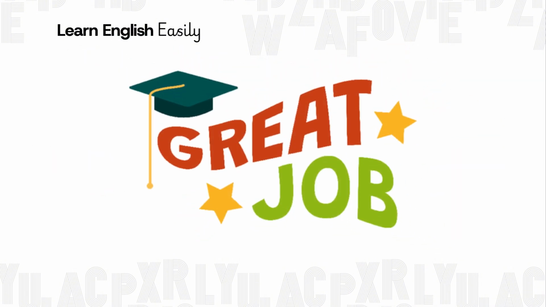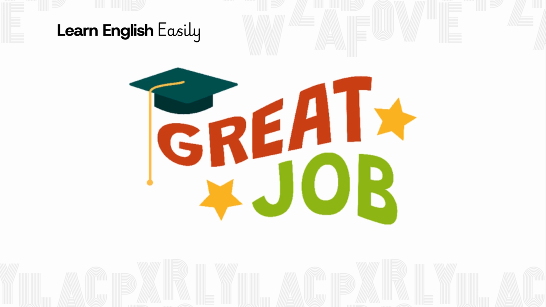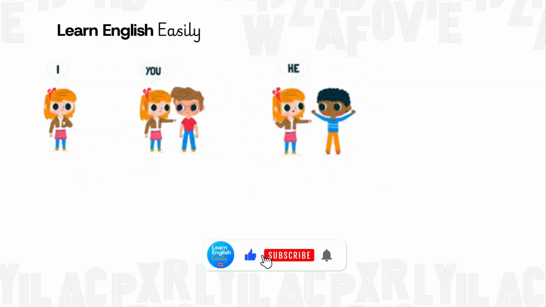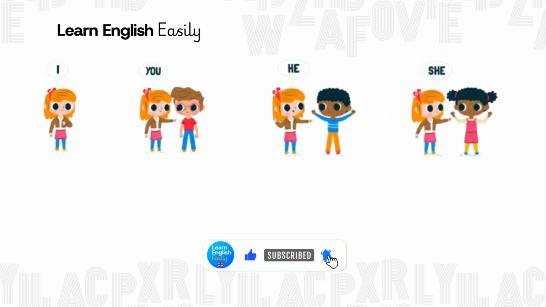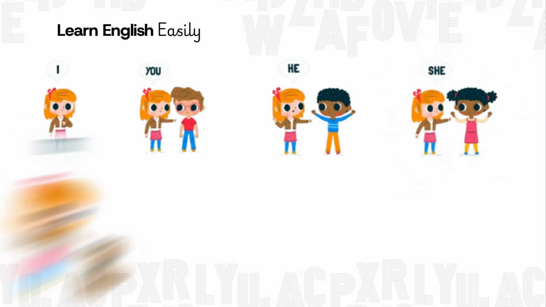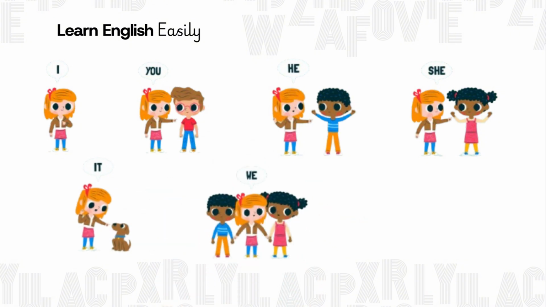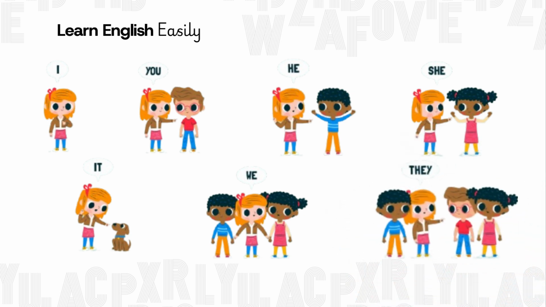Great job! Let's review what we learned today. I, you, he, she, it, we, they. These are the 7 subject pronouns in English. Practice them every day, and soon, you'll speak naturally.